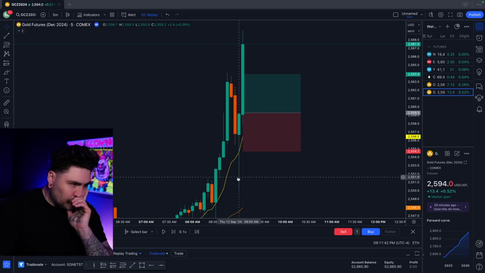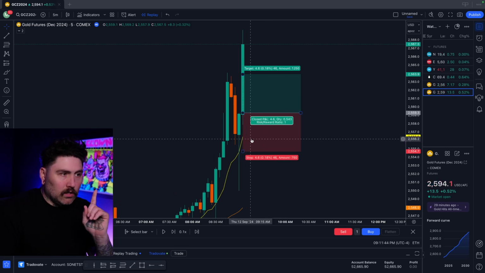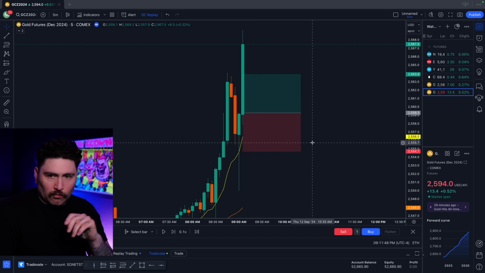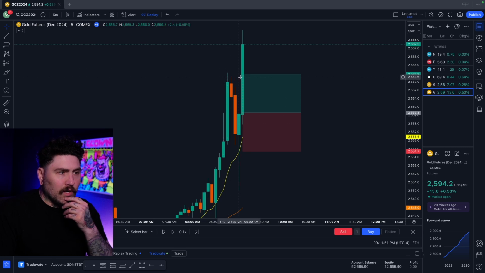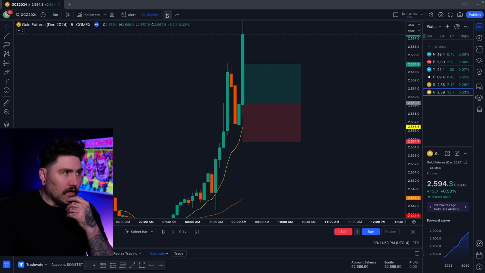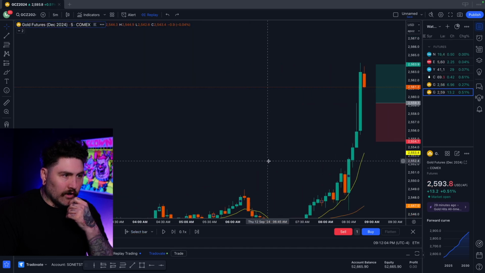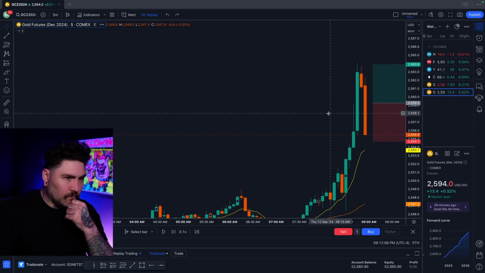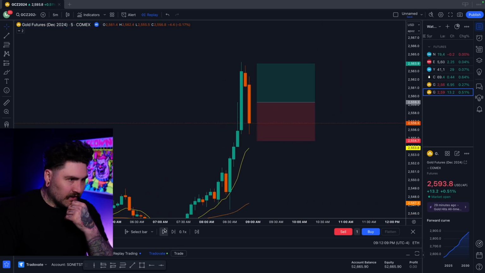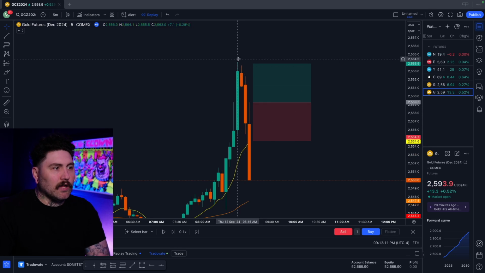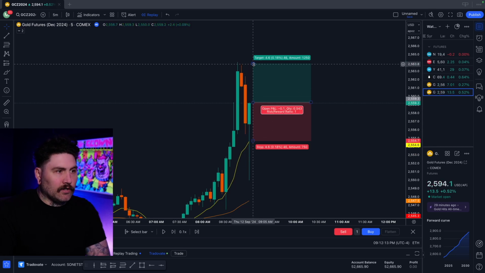Now, Doyle teaches 1-to-1s, and there's nothing wrong with 1-to-1s. I typically would go 1-to-1, but I usually go for low hanging fruit. So what I mean by low hanging fruit is the next high, right? The next swing high. So I was looking to go right here.